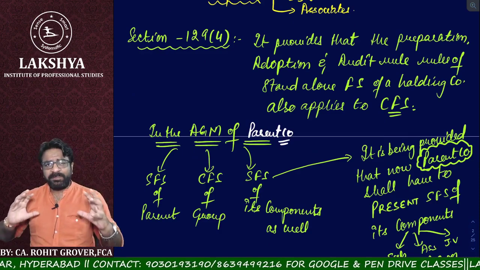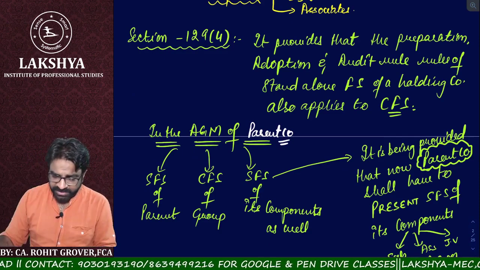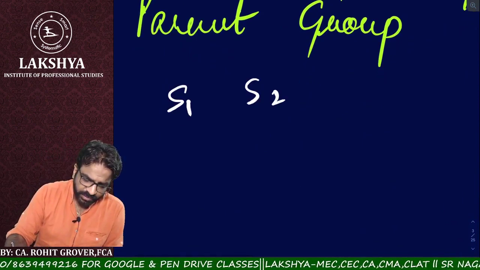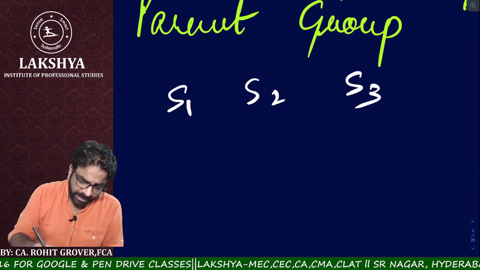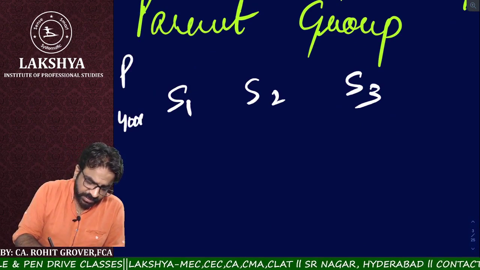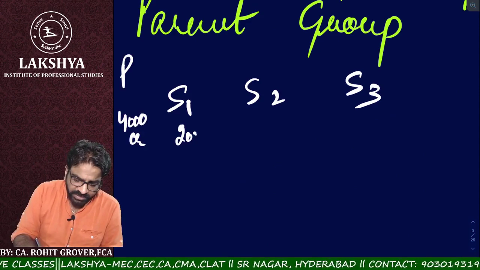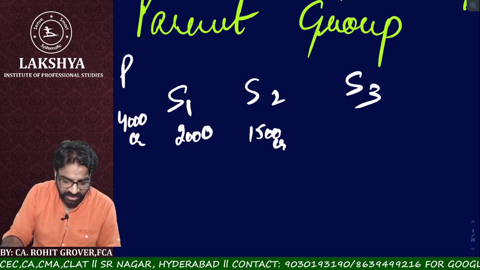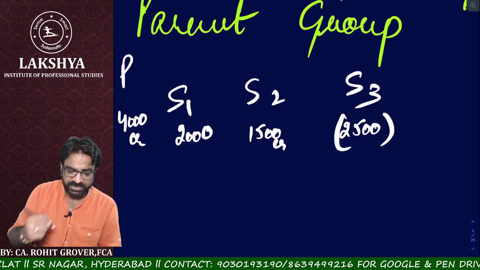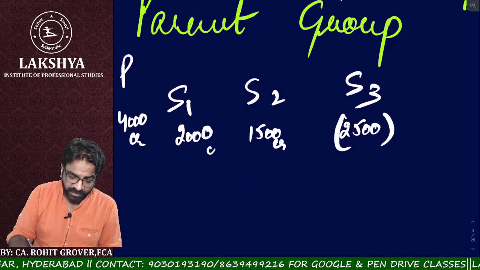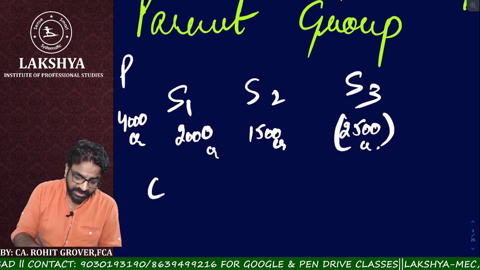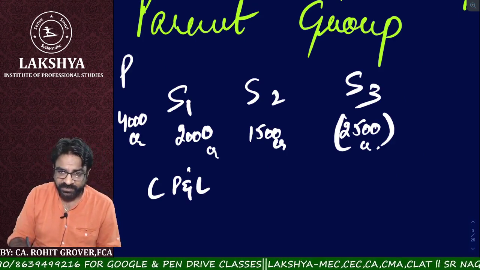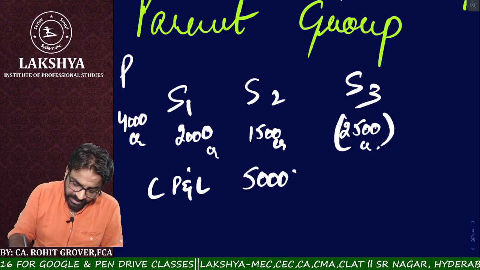Now, when we prepare the consolidated financial statement, let me give you one example. Say for example, there is subsidiary 1, subsidiary 2, subsidiary 3, and the parent. The parent is having 4,000 crores of profits. Subsidiary 1 is having 2,000 crores of profit. Subsidiary 2 is having 1,500 crores of profit, but subsidiary 3 is having 2,500 crores of losses. Can you imagine? Now tell me, the consolidated P&L will be how much? 4 plus 2, 6 plus 1.5, 7,500. So it will be maximum 5,000 crores only.